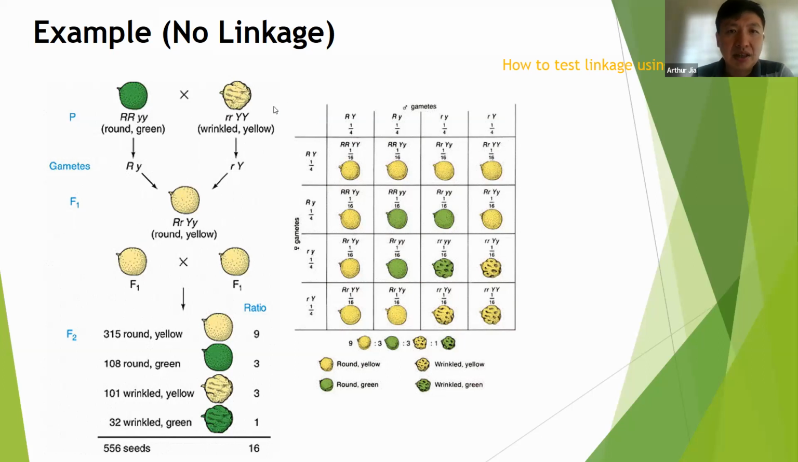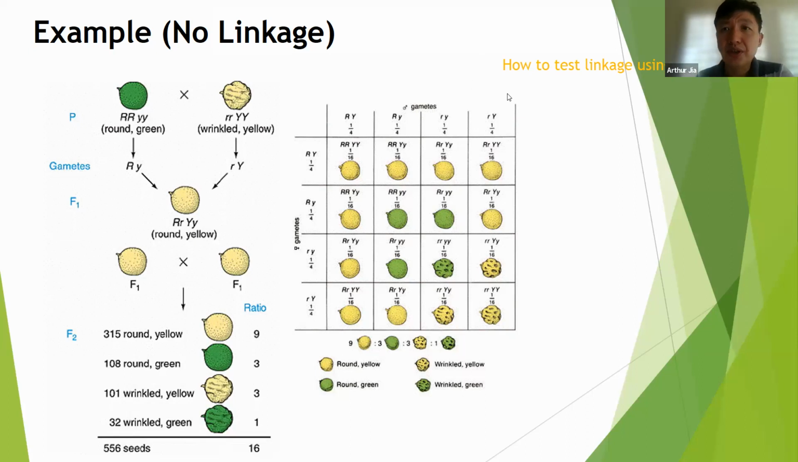And here we talk about two traits. One trait is the seed color, yellow or green. The other trait is the shape of the seeds, either round or wrinkled. And we all know these two genes are located on two different chromosomes, so they are unlinked. But if we did not know this, how can we carry out the experiment to test this, to show if these two genes are independent or not?